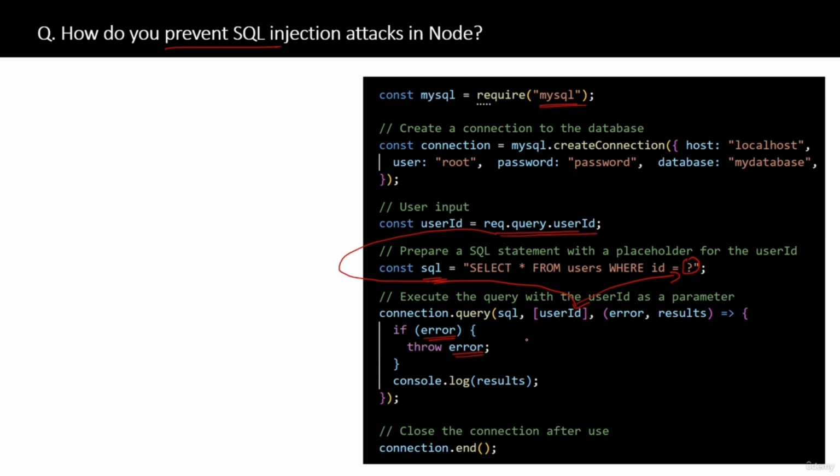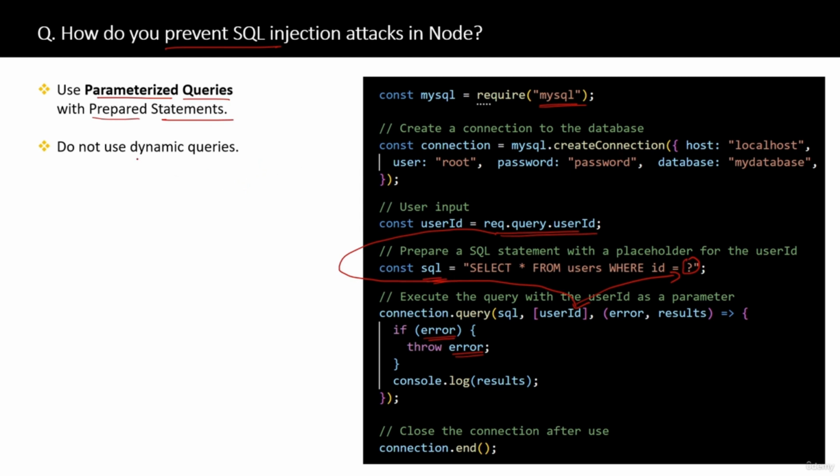Okay, so great, that's how we can prevent SQL injection attacks. And here are the 2 points which we can remember. To prevent SQL injection, first thing, use parameterized queries with the prepared statements. And second important thing, never use the dynamic queries. Dynamic queries means directly the queries which are generating by itself and directly running on your database.